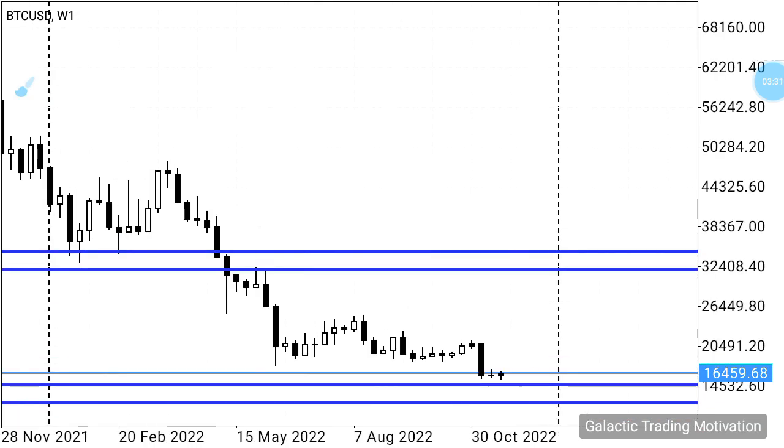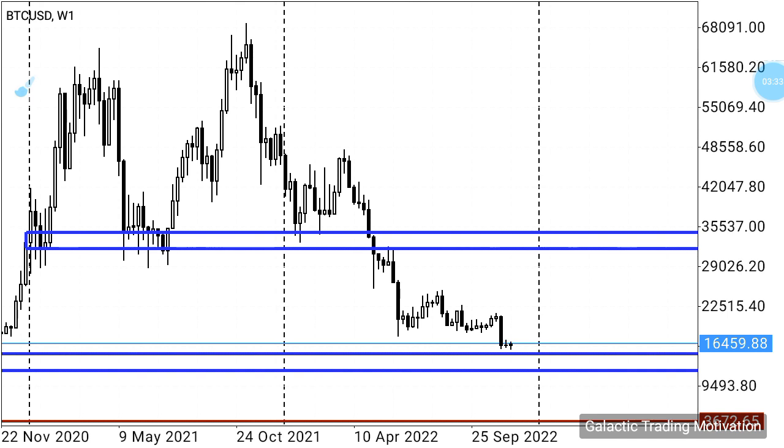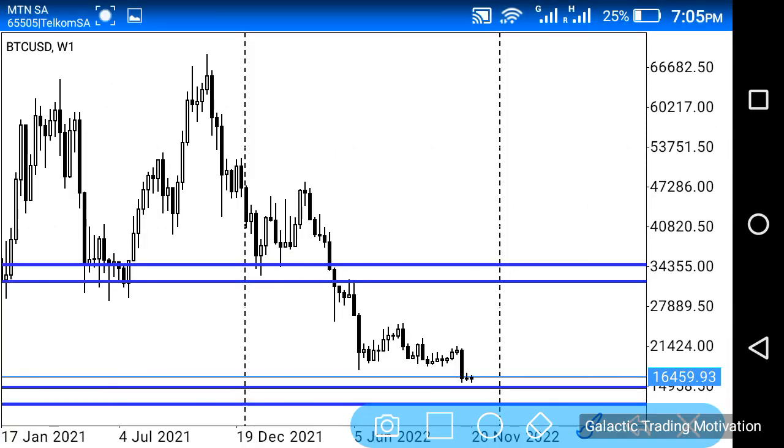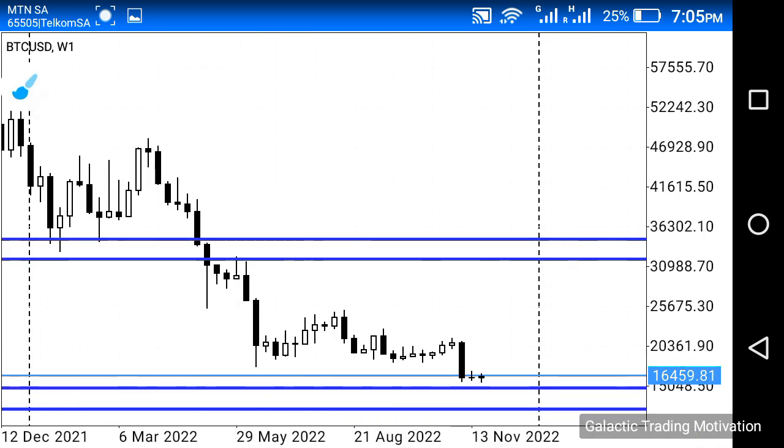So here we are on the weekly chart, and the first thing that I can see in regards to the weekly chart is that price had created an M, or rather a W formation at that point. However, we saw price pushing further down. Right, let's have a look. What else do we see, guys?